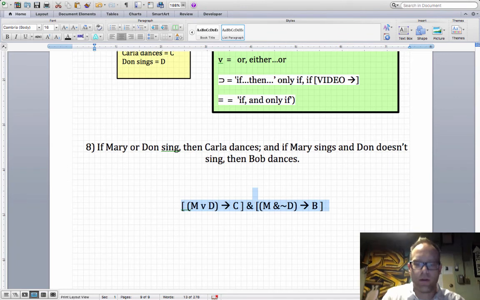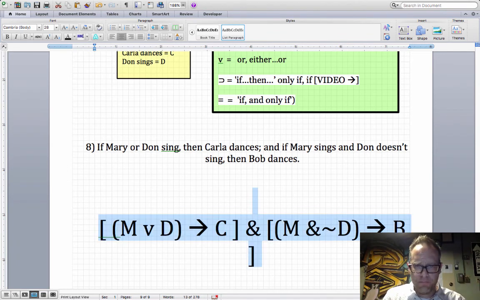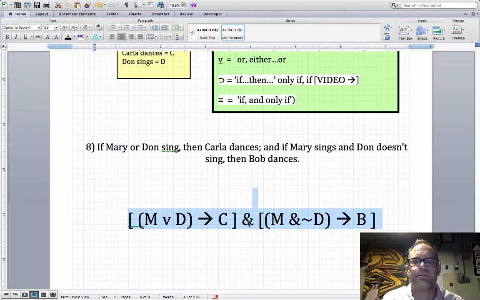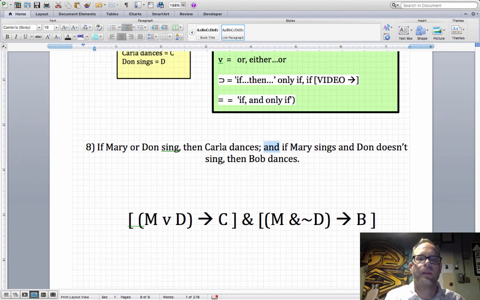And this is our bad boy right here. I'm going to make it a teensy bit bigger so you can see it. Okay. This part right here is this word and. So everything to the left is right here, and everything to the right of that sentence is over here. So let's just take it one at a time. If Mary or Dawn sing, M wedge D, then Carla dances, right? So see this? Here's our conditional. We know that because we have an if, then statement.